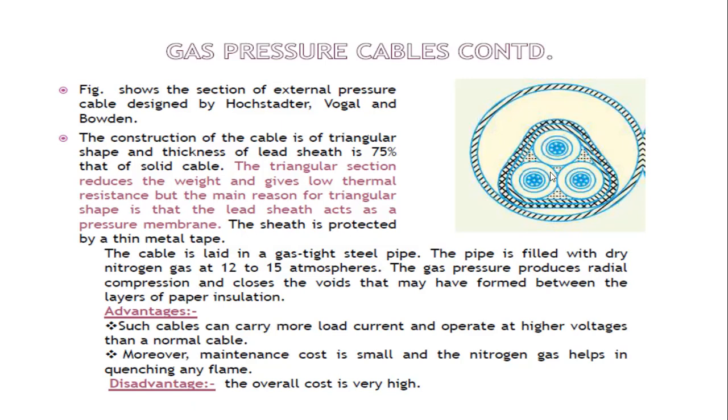What are the main advantages of the gas pressure cable? It carries more load current and it can be used for high voltage ranges. The maintenance cost is small, and the nitrogen gas helps in quenching any flame or sparks that occur in the cable. So by using gas pressure cables we reduce the maintenance cost, and the nitrogen gas helps quench sparks.